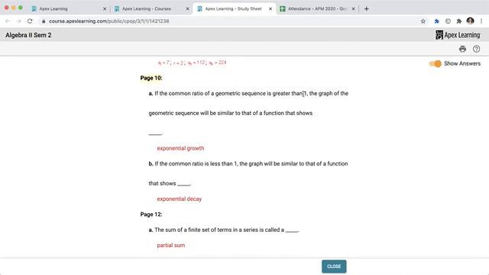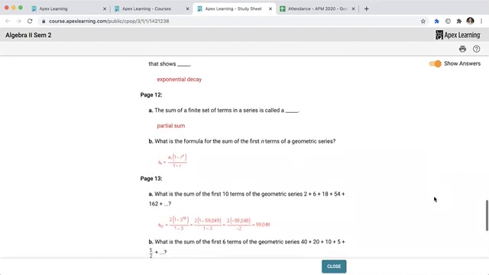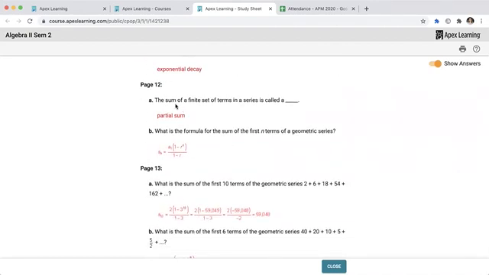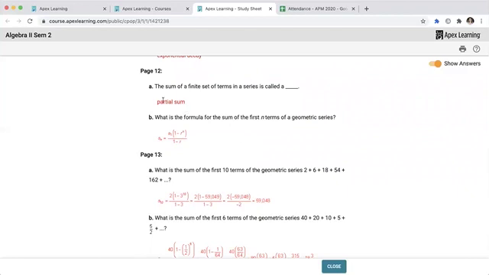So again, if the ratio of a geometric sequence is greater than 1, it's going to have that growth, where it goes in the positive direction. And if it's less than 1, it's going to have that decay, where it looks like it's getting really close to 0. Then we took a look at this thing called partial sum. We can add up a certain number of terms in a sequence, and we can call that our partial sum. And when we're dealing with geometric series, we can utilize this equation.